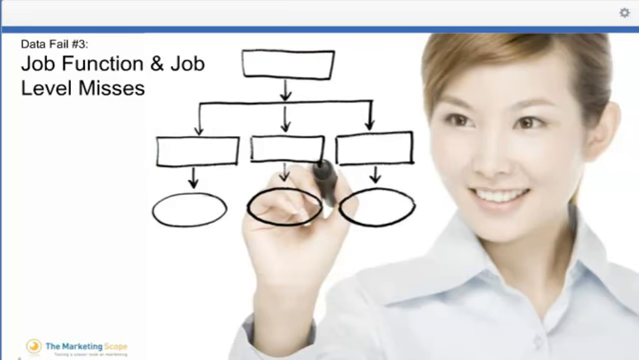Now let's talk about the next one, which is job level and job function. Eric, I think you had a question about this that you could poll the audience with. Will you cue that up? Yeah, will do.